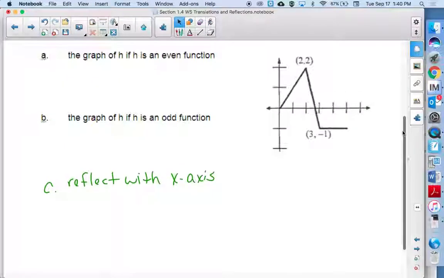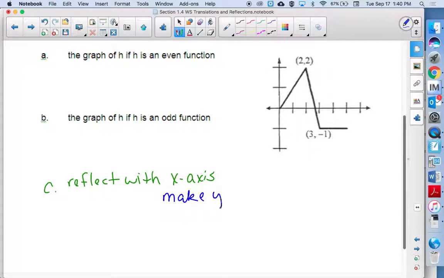So we have this graph, and you're reflecting it with the x-axis. Maya, what is that doing with your values? Making the y's negative. So if you take your current values and make the y's negative, you've reflected across the x-axis. So if this point is (2, 2), now it's (2, negative 2). This point here was (3, negative 1), so now it's (3, positive 1).